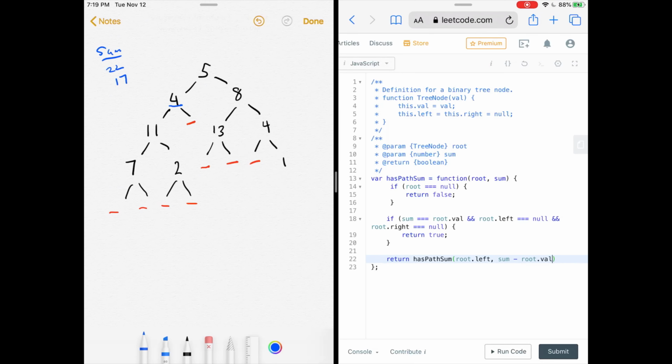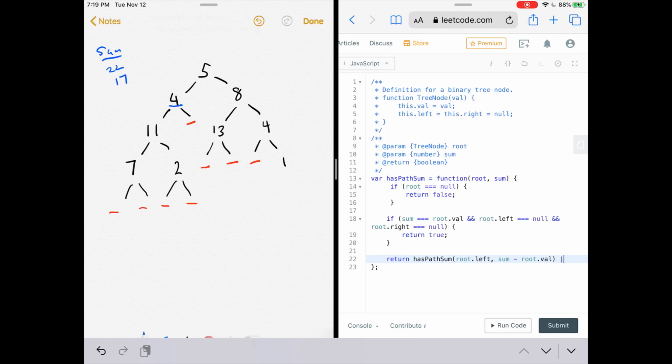All right, but we can't only do that for the left side of our binary tree. We also have to do that to the right side. So we add has path sum root.right, and then the same calculation, sum minus root.val.